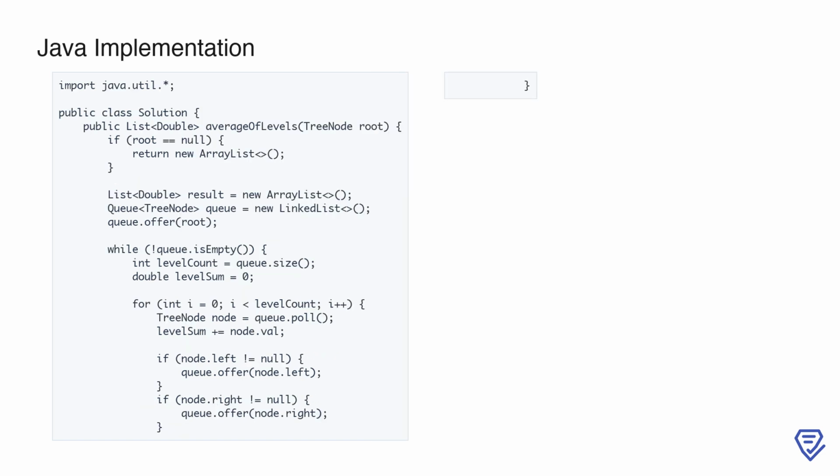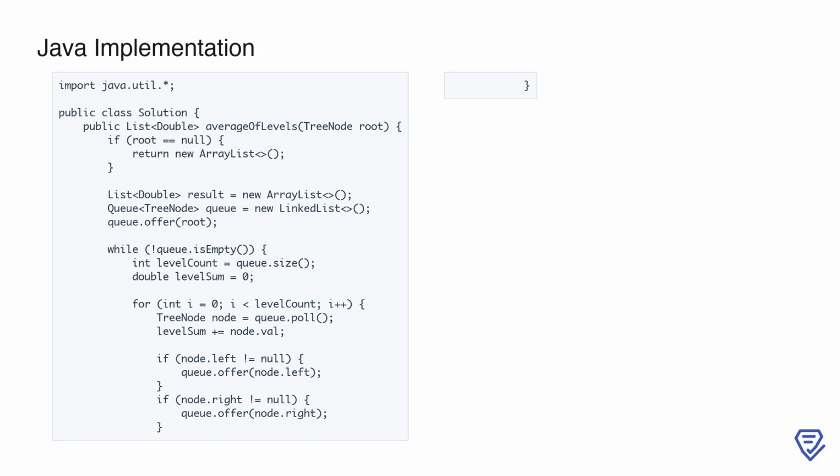Here, we start with the Java implementation of the solution. First, we import the necessary utilities, including List, ArrayList, and Queue. The method averageOfLevels takes the root of a binary tree as input and returns a list of doubles, where each double represents the average of node values at each level of the tree. We handle the edge case where the root is null by immediately returning an empty list. Next, we initialize an ArrayList to store the results and a queue to facilitate level order traversal of the tree. The root node is added to the queue to begin the process.